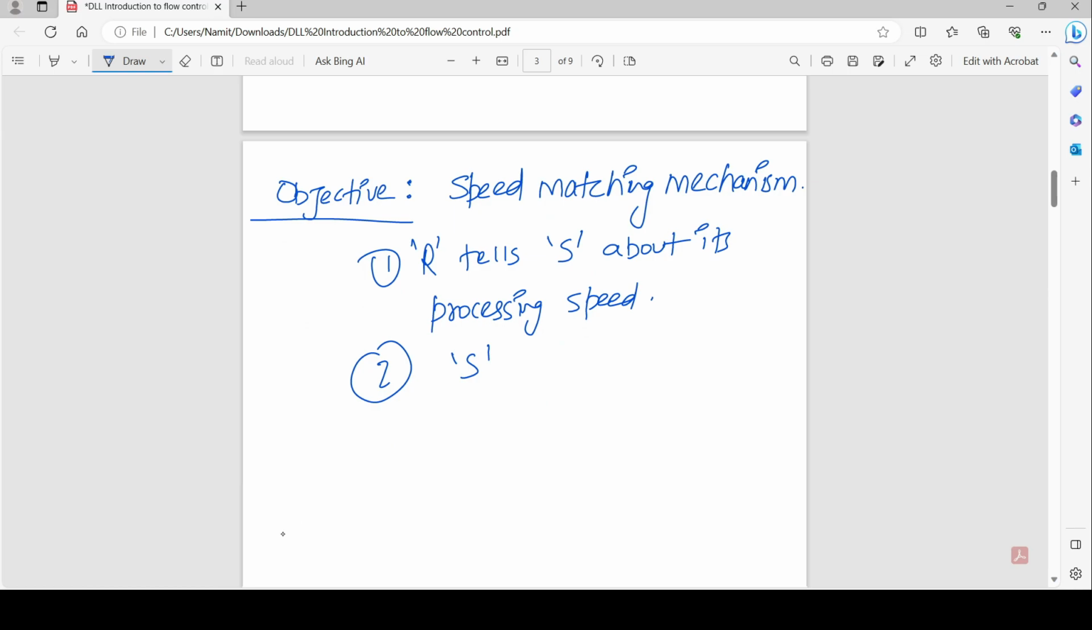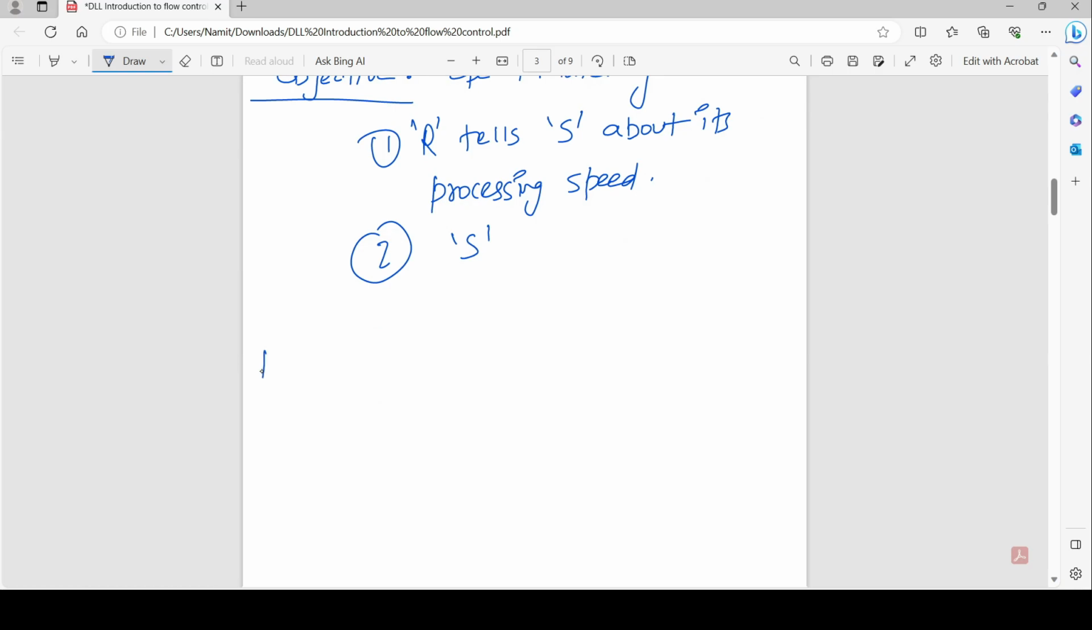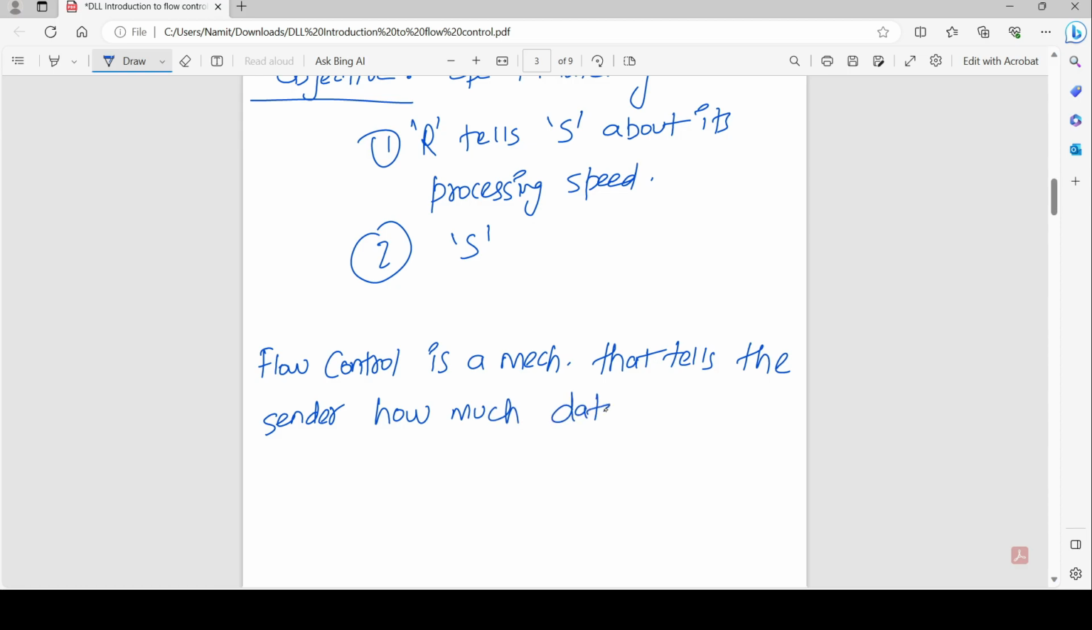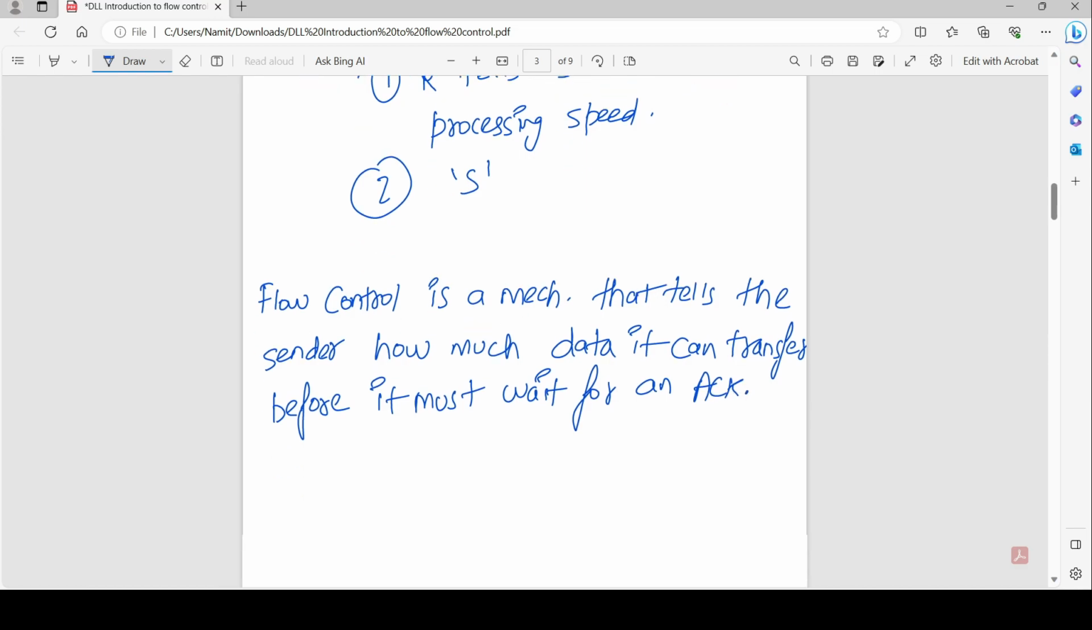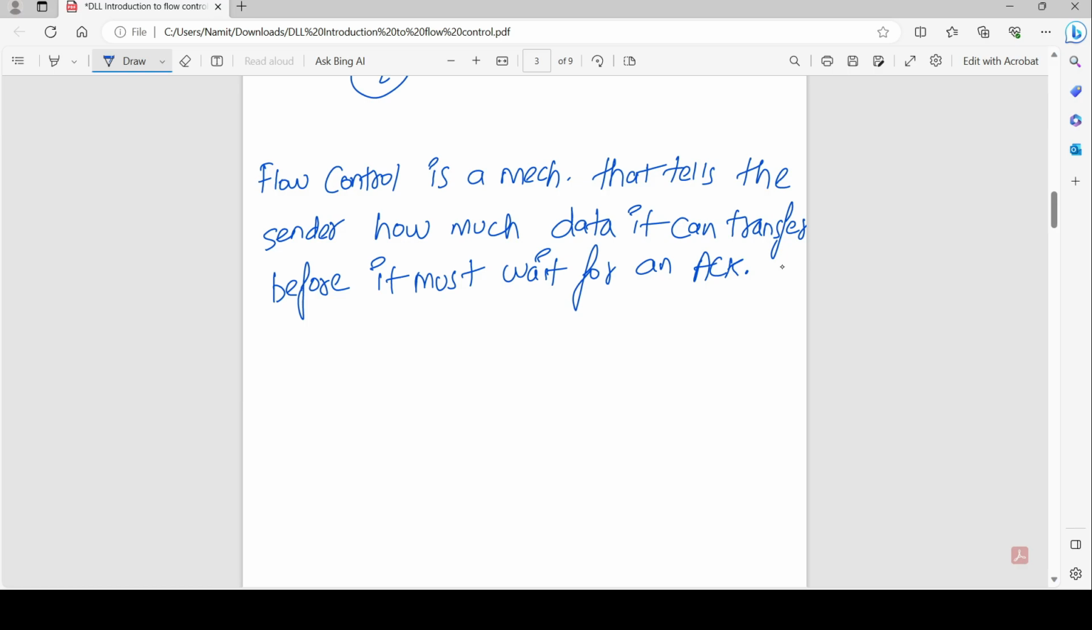Now if I conclude the whole discussion till now, we can say one thing, that flow control is a mechanism that tells the sender how much data it can transfer before it must wait for an acknowledgement. This is what flow control is all about.